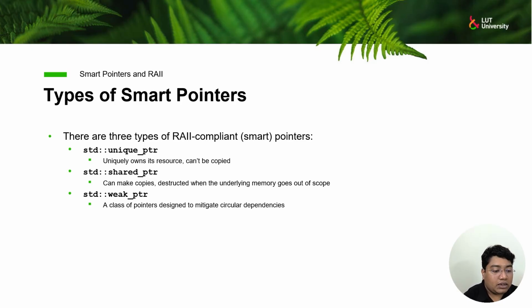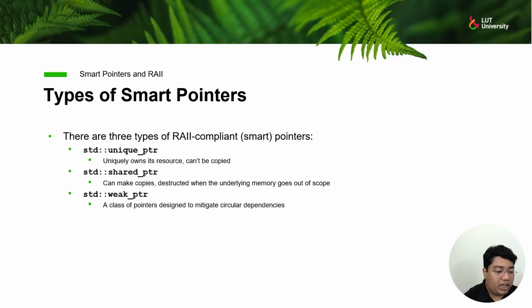As the name suggests, it has unique ownership. Only one smart pointer owns the object at any moment. The second is shared pointer. So in shared pointer, what happens is sometimes several parts of a program genuinely need to own the same object. A shared pointer makes that possible by sharing the ownership.